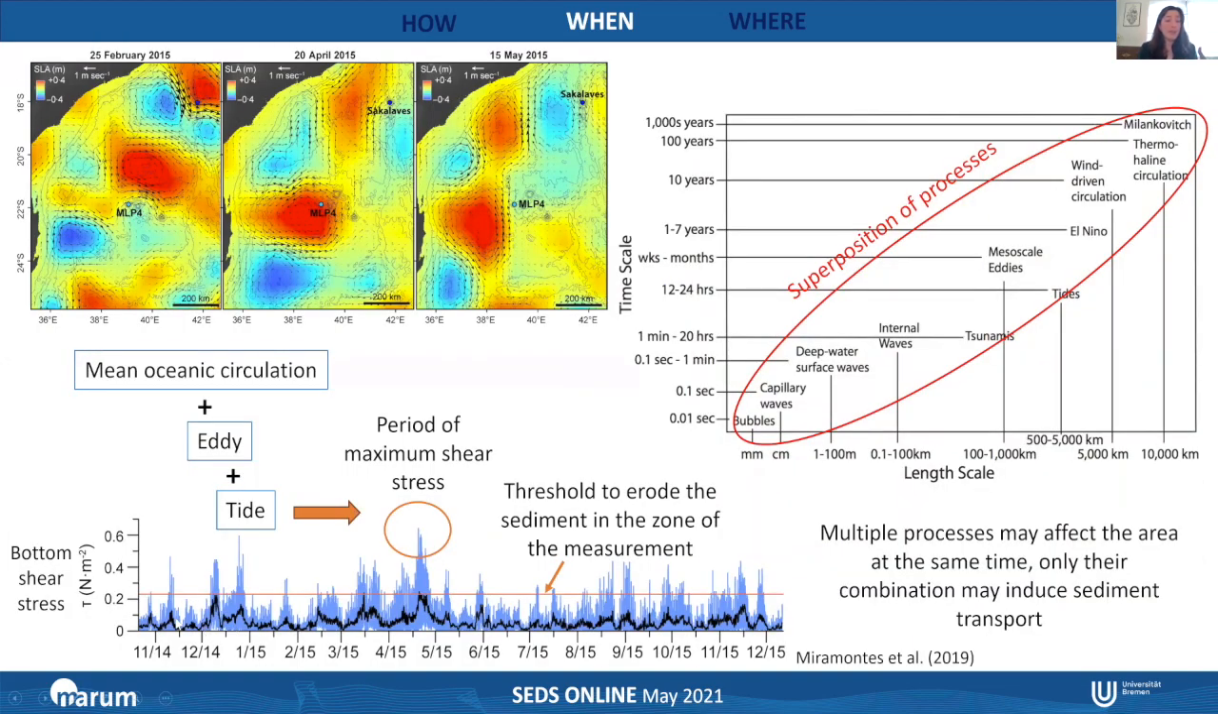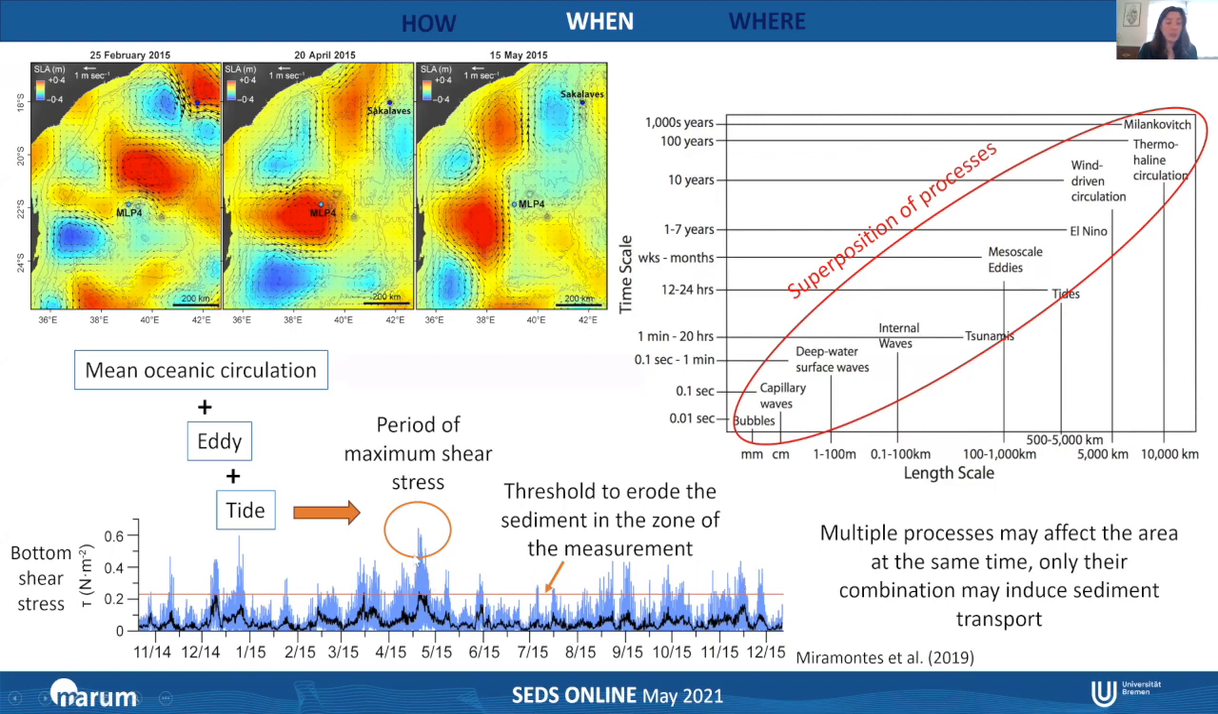But before, I just showed you 3 days of these measurements, but here I'm showing you the whole record, 1 year in the center of the channel. And as you can see, there is high variability. So we have these high frequencies related to tides, but then we also have periods of more intense circulation. And what you see here, the orange line, is the threshold to erode the sediment that we found in this area. So you can see that this threshold is not reached most of the time, but there are some periods of time where it's reached.